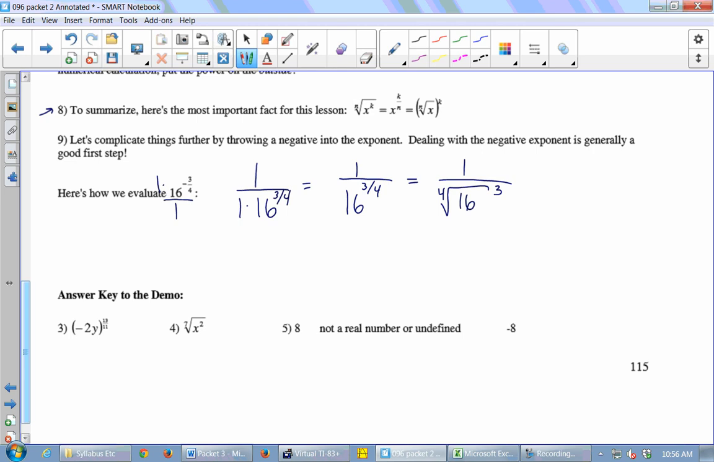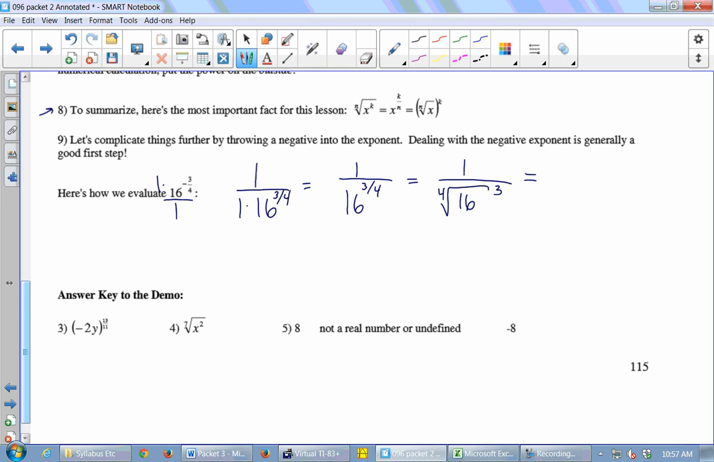It wouldn't be 16 squared. It would be the 4th root of 16. No, it wouldn't. Nope. Nope, they don't cancel. Nope, we got to do it one step at a time. So the 4th root of 16, what number do you raise to the 4th power to make a 16?